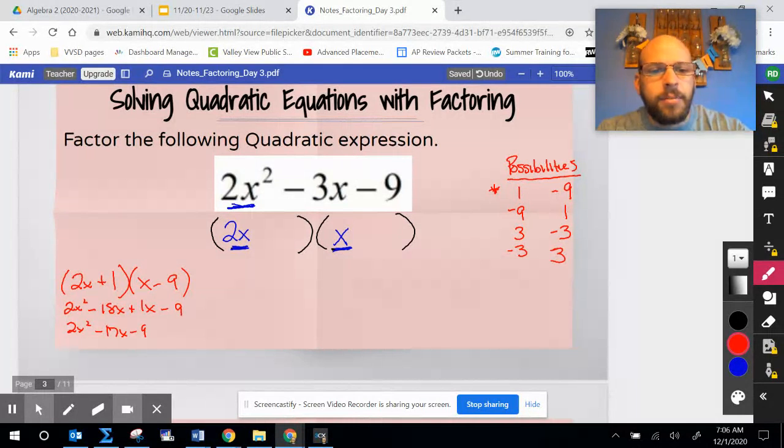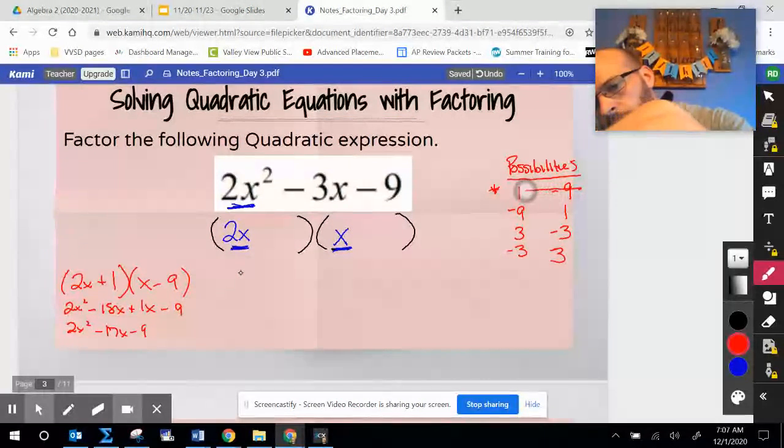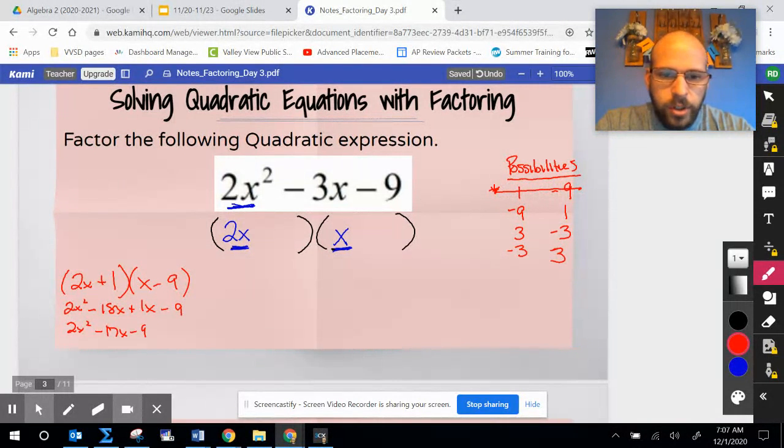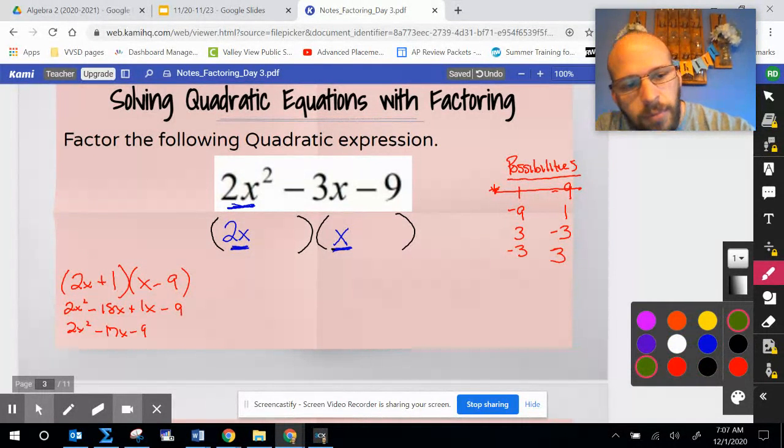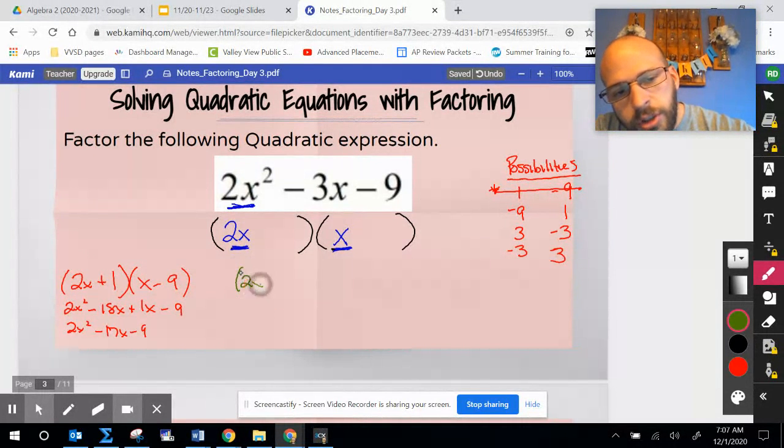That did not give me the original problem. I got the 2x squared in the front. I got the negative 9 at the end, but I got a different number in the middle. So ultimately, what I need to do is cross this one off, and I'm going to try my next one. Okay, so let's try 2x minus 9 and x plus 1.